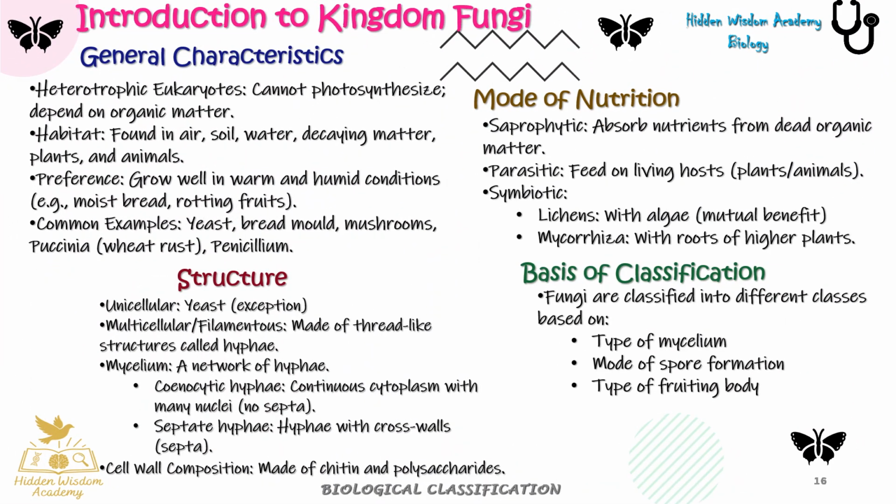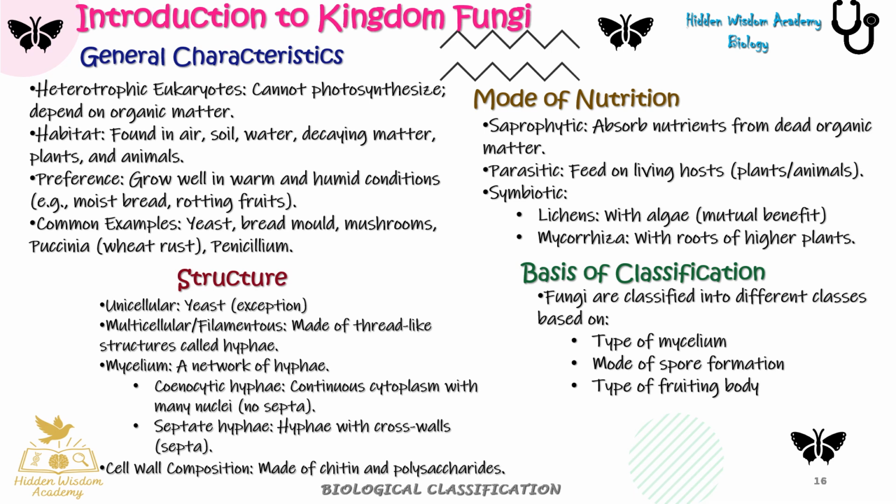Introduction to Kingdom Fungi. General characteristics. They are heterotrophic eukaryotes because they cannot photosynthesize and depend on organic matter. Habitat, they are found in air, soil, water, decaying matter, plants, and animals. Preference, they grow well in warm and humid conditions, example, moist bread, rotting fruits. Common examples, yeast, bread mold, mushrooms, Puccinia, wheat rust, penicillium.